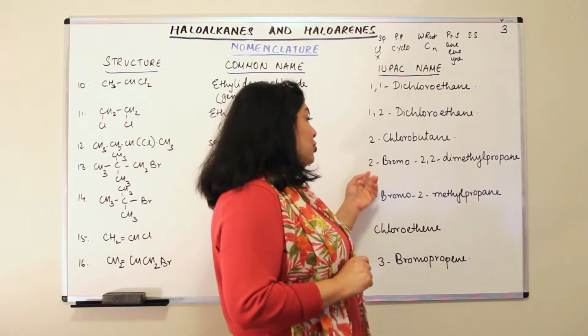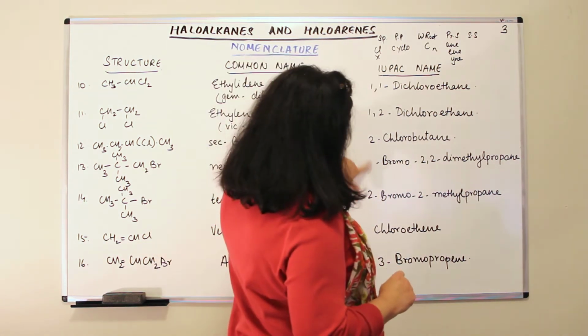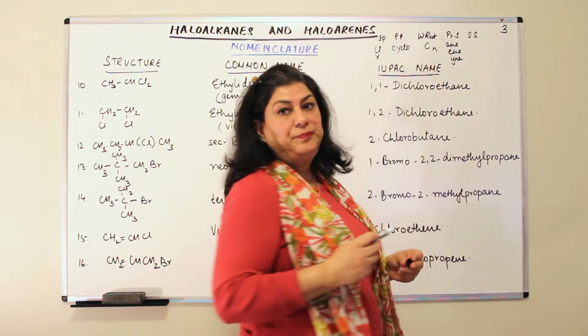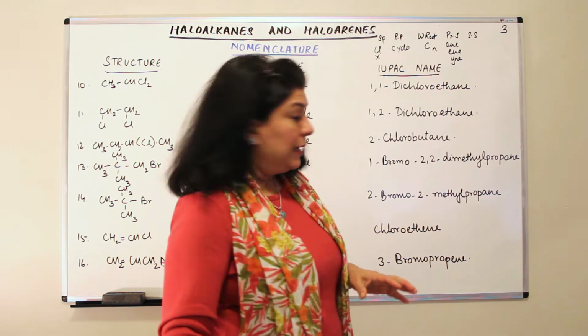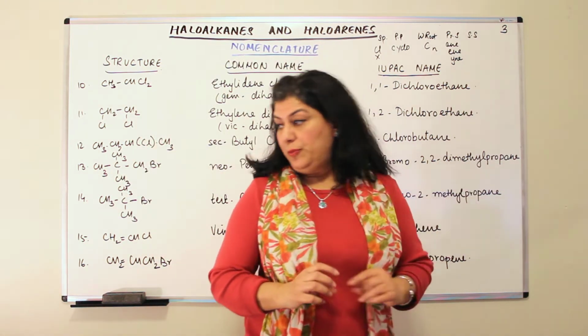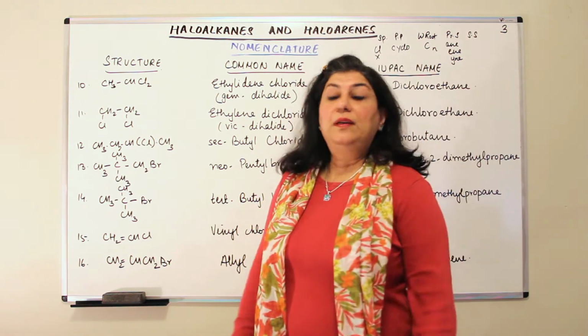So you would say 2-bromo. Oh, it's not 2-bromo, it should be 1-bromo. 1-bromo, 2,2-dimethyl propane would be the name of this compound. The bromine is on the first carbon atom. Now let us come to example 14.